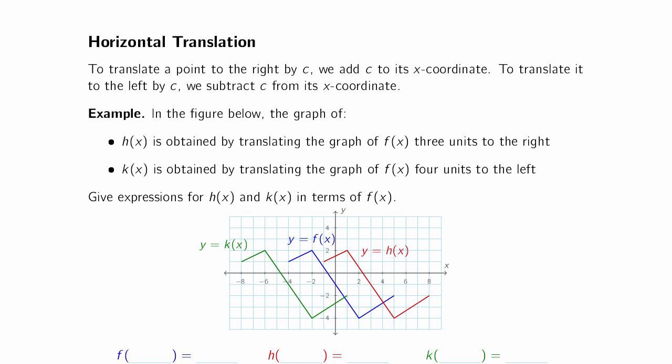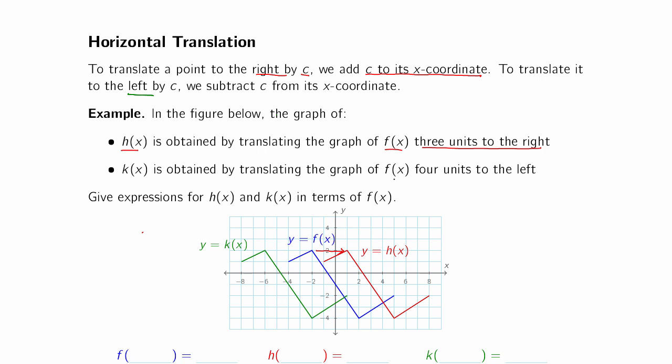Horizontal translation will play out very similarly to vertical translation, but with a twist. When we want to transform something horizontally, we're going to affect the x-coordinate. To translate to the right by c units, we'll add c to the x-coordinate. So in this diagram, h is what we get when we translate f 3 units to the right. We've taken every x-coordinate on the graph of f and added 3 to it. We've moved every point 3 units to the right.